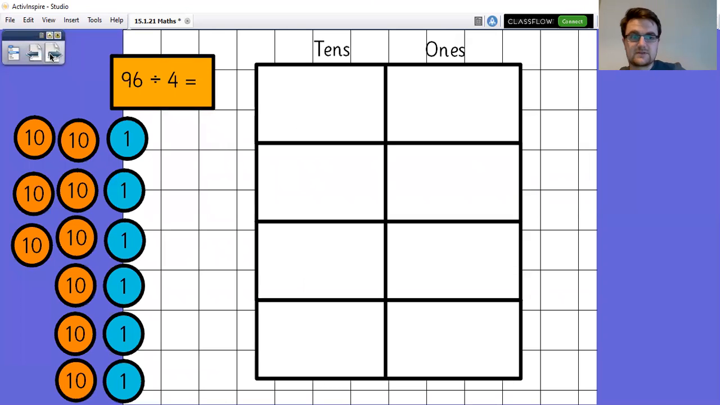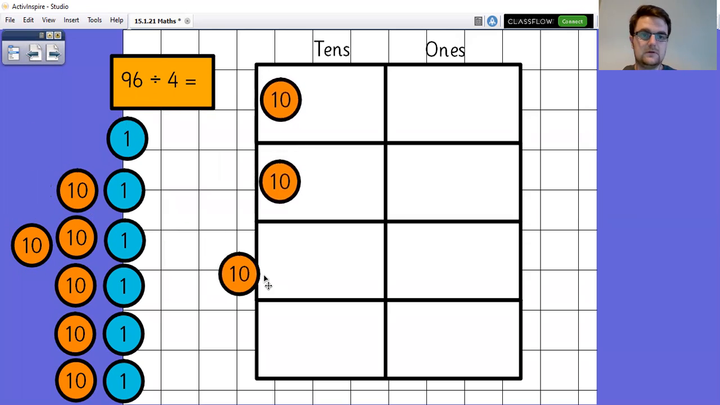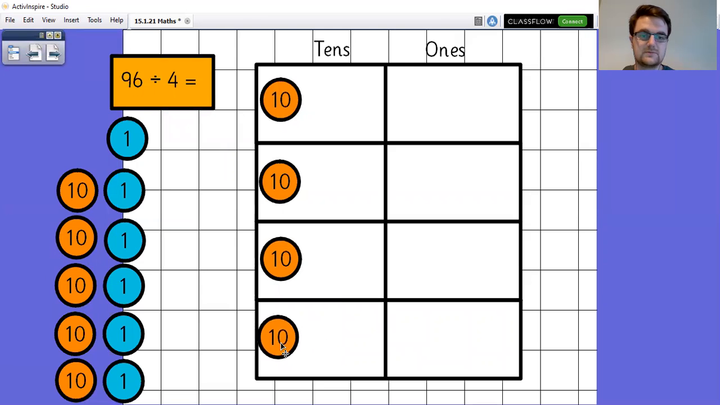Now, not all of our sums are going to be quite so helpful for us. So this time I've got 96 divided by 4. So same as before. Sorry, I think I meant to do that on the next slide. No, I'm not. So I'm going to share my 10s out. 1, 1, 1. I've got 4 rows because I'm sharing it between 4 groups.